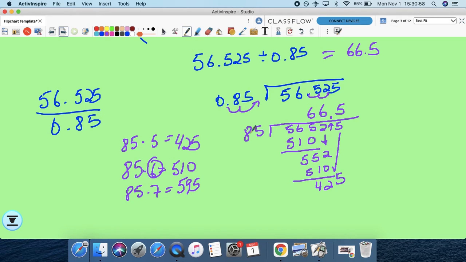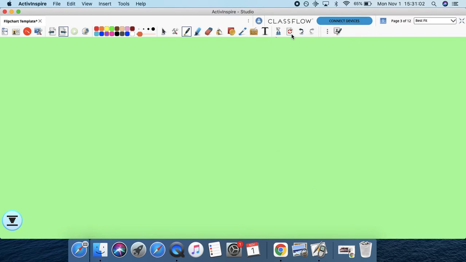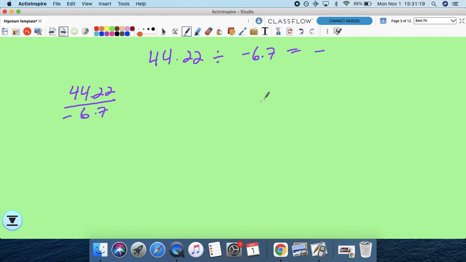And then we're going to part B. We're on part B right now, number 5. 44.22 divided by negative 6.7. It's a positive divided by a negative, so it's going to give me a negative. Let's write that as a fraction.